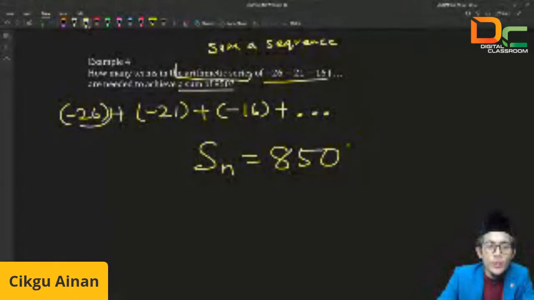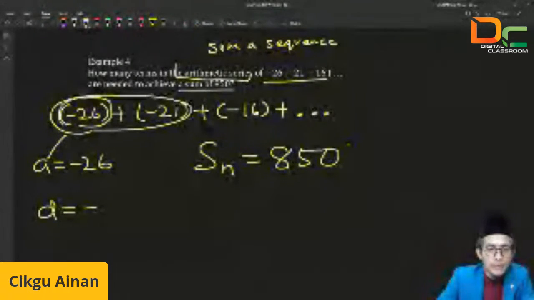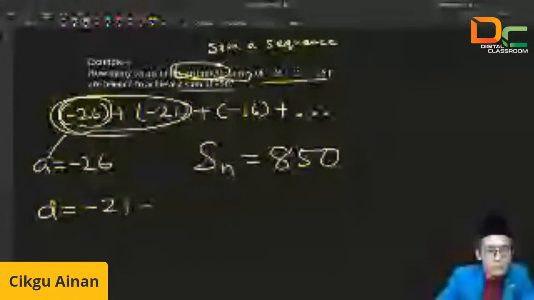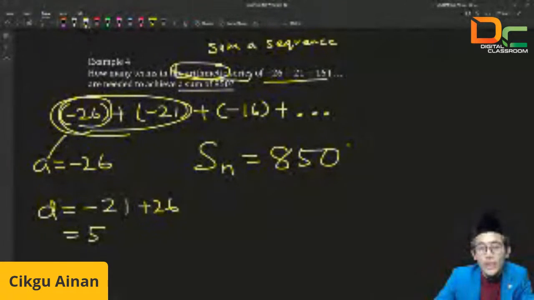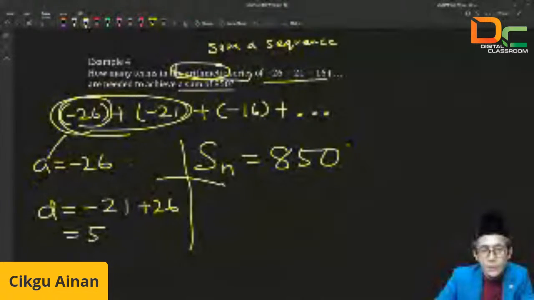So from here we know a equals minus 26. And then d is just subtracting the first two terms, because we already know it's arithmetic. So minus, plus 26, we get 5. We can use this information to help us over here.